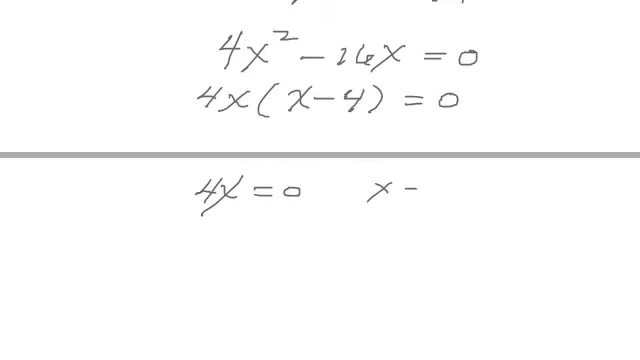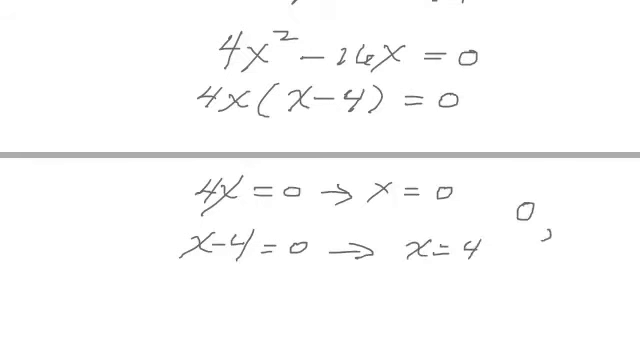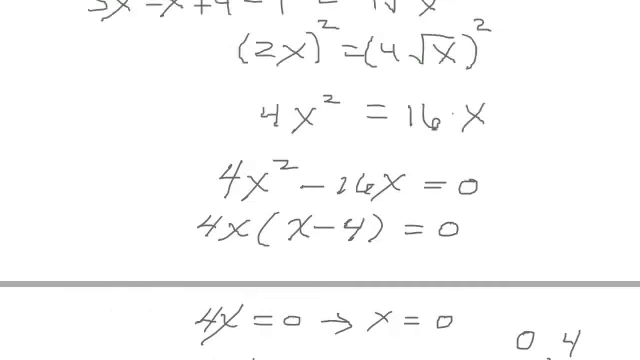Of course, we have x is equal to 0 for this one. Right, and then we got x minus 4, and of course this would be x is equal to 4. So our two possible solutions are 0 and 4. Now I say possible, right, because we got to check. We've got to check it.